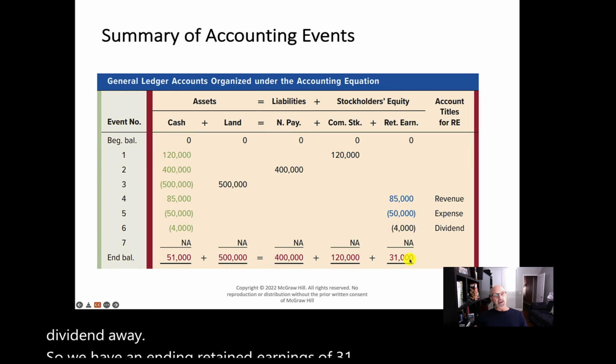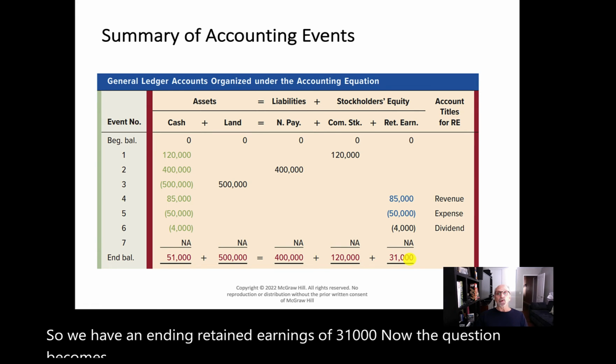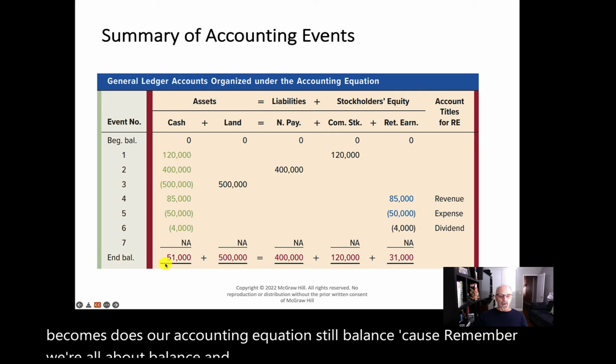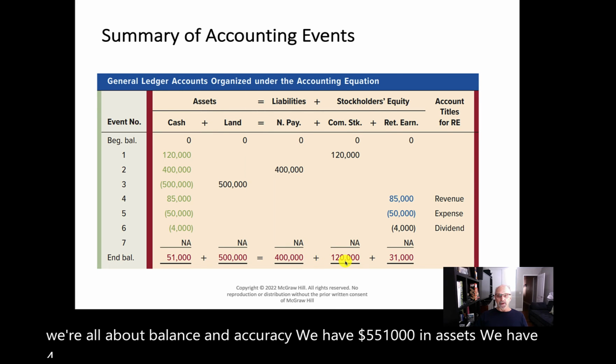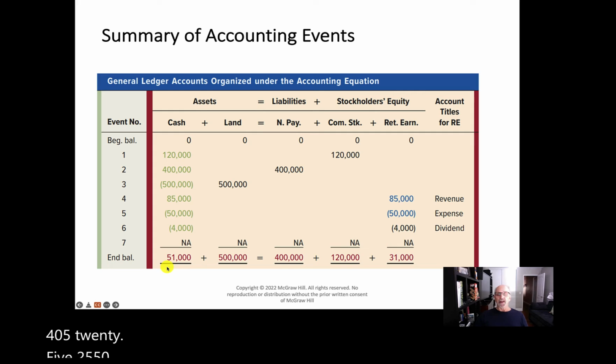Now the question becomes, does our accounting equation still balance? Because remember, we're all about balance and accuracy. Well, we have $551,000 in assets, we have 400, 520, 520, 551. So the accounting equation balances, and we're good to go.